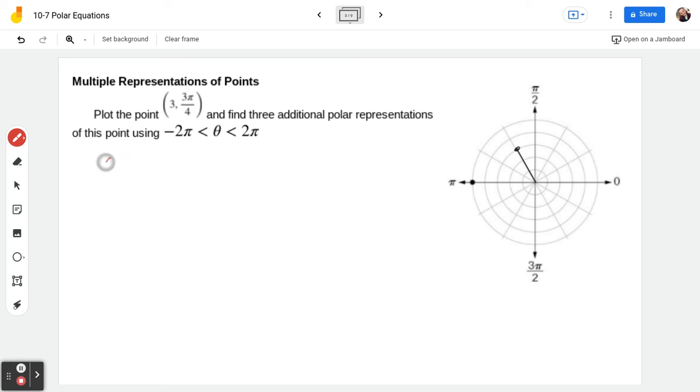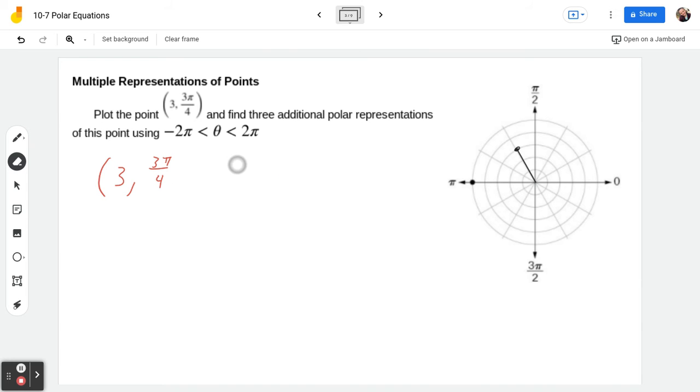So first thing I could do, everything's going to start with a 3 for the most part. First thing I could do is add 2 pi to 3 pi over 4. So I could say 3 pi over 4 plus 2 pi. Well, we know that that's the same thing as 11 pi over 4. So this could be the same thing as 3 all over, you know what? I don't think that would work because that's going to be bigger than 2 pi. So let's not do that one.